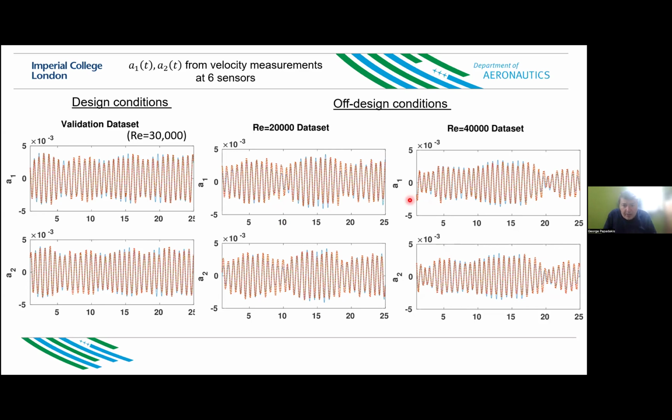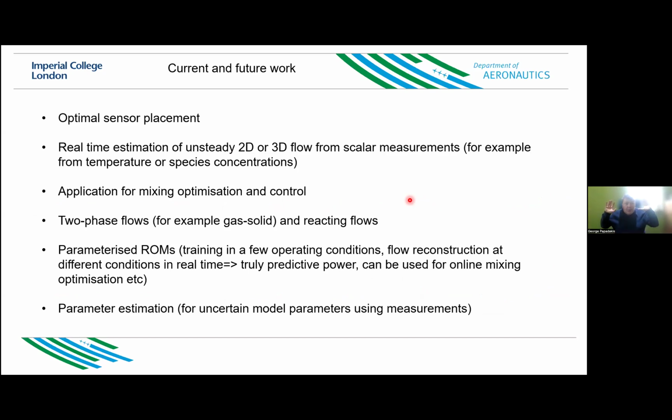Whenever I get the measurement in real time at the same time instant, I can compute A1 and A2. So I can do now real-time control. So this is where would be the next step. So, okay, this is where we are at the moment. I showed you how we can bring together experiments and simulation. In this case, it's all computational work. The measurements were from DNS simulations, but this framework is designed to apply to experiments.